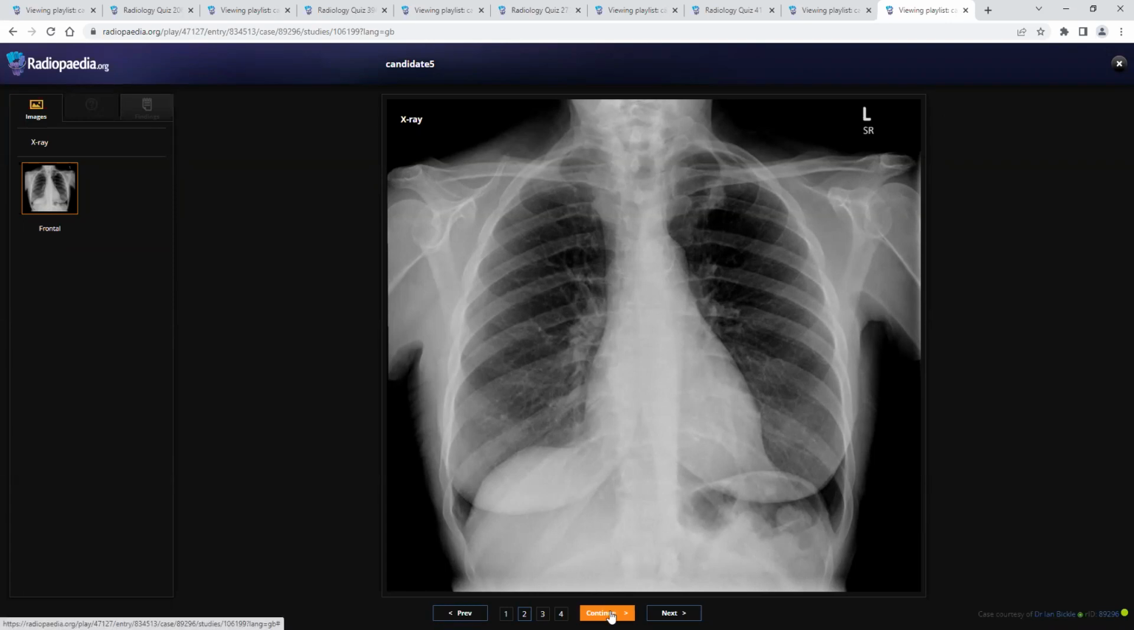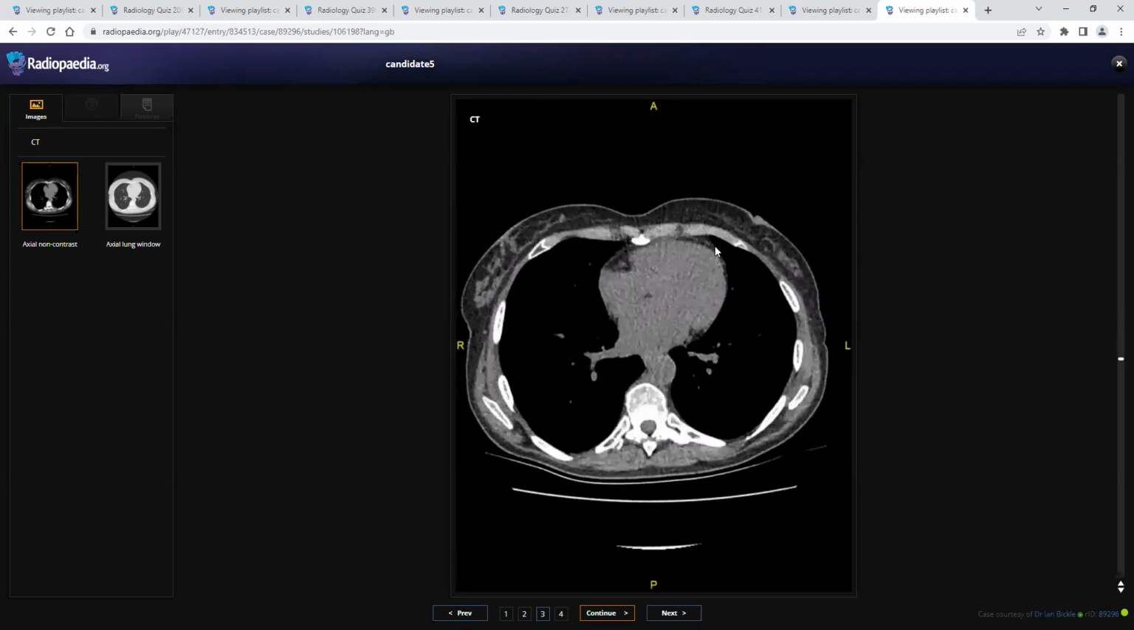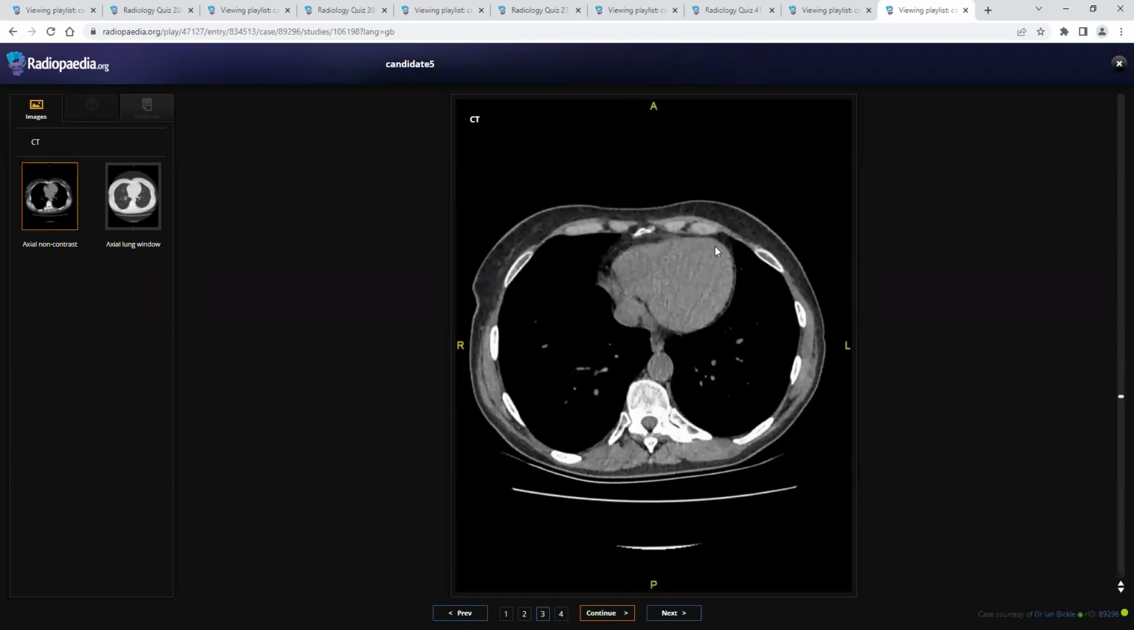You can look at the CT images further. Next, you have the control, click on the center of the image and start scrolling. You can choose either of the windows, lung window or mediastinal window. Okay, I've been provided with CT chest mediastinal window with plain images without contrast.